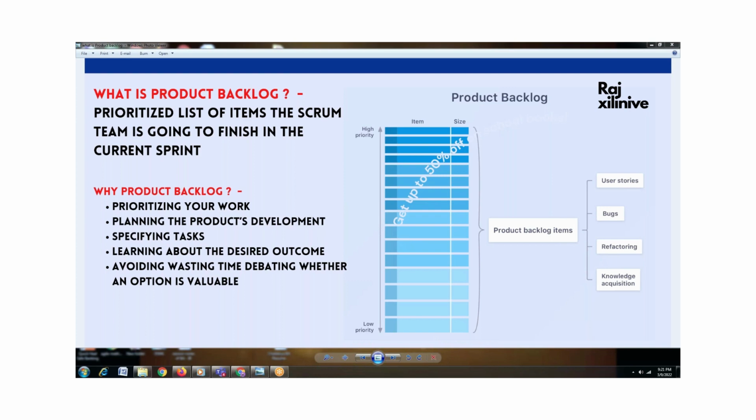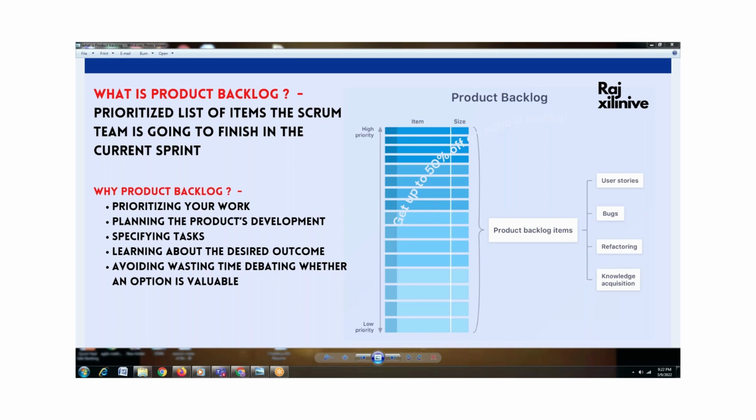Because whatever the customer is expecting as high priority now may not be so after 10 days, isn't it? Maybe his priority might change. That may become intermediate or low priority, depending on their requirements. So there is constant product backlog grooming, which happens at regular intervals and has to be taken care of here. Next, knowledge acquisition, right? Whatever knowledge we are gaining.